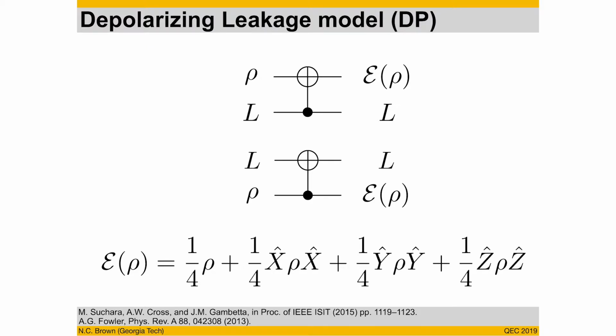So first I want to talk about this interacting leakage model. We call it our depolarizing leakage model, and it has been studied by Fowler, and by Suchara, Cross, and Gambetta. In this model, it does not matter whether your leaked qubit is on your control or on your target. The other qubit undergoes this depolarizing noise channel.